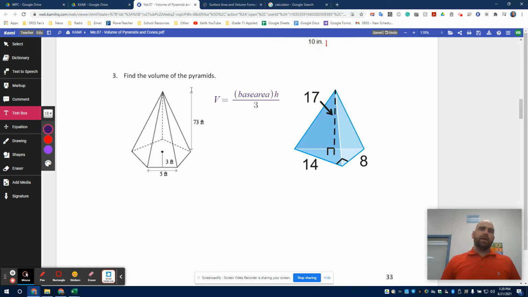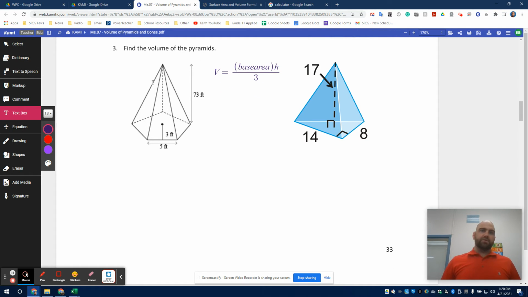Now this line right here, it's on the outside, so that represents our height. It's not up against the side, it's straight up and down. This one's down the middle, so that represents height as well. If we're given slant height, then we need to go through and find the actual height, and we use Pythagorean theorem, we just use that backwards. So let's do this one here first. We have a pentagonal pyramid.